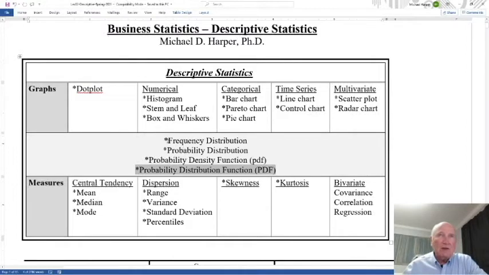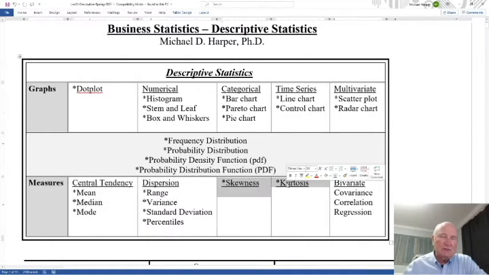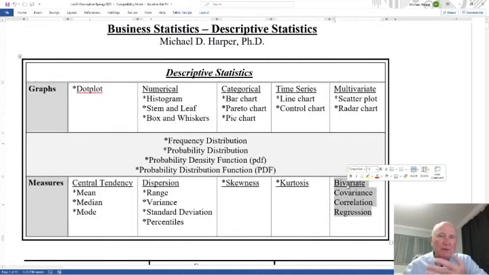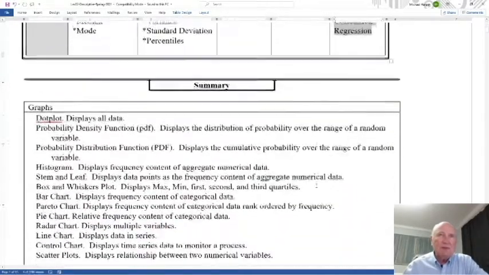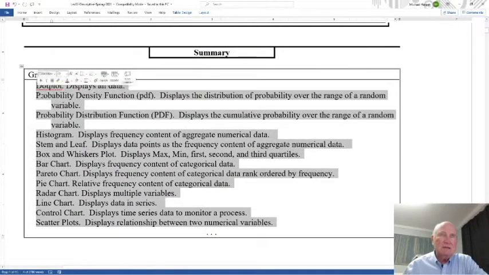While I'm talking about the measures, I'll talk about the mean, median, and mode, and dispersion, and I'll refer to skewness and kurtosis, but we won't really calculate them. The bivariate measures we'll do later when we look at regression and correlation. Down below is a one-sentence description of each of the graphs I'm covering in this video.